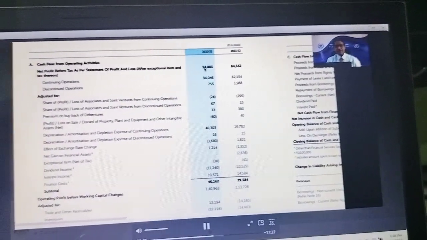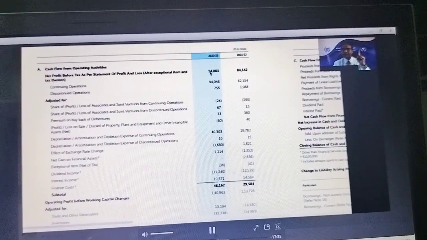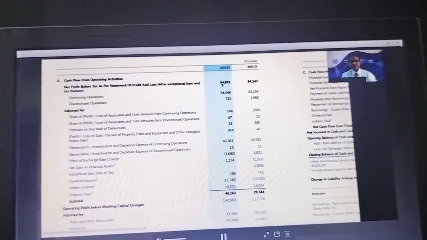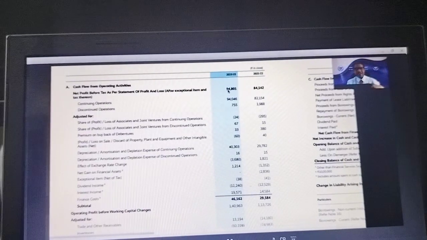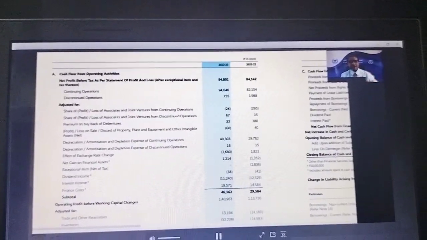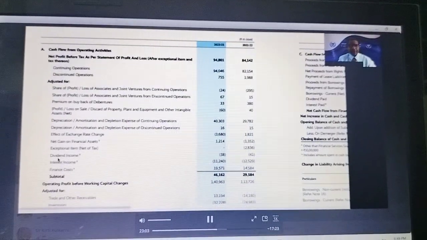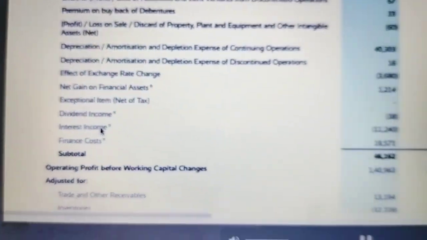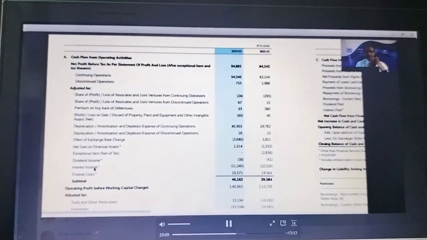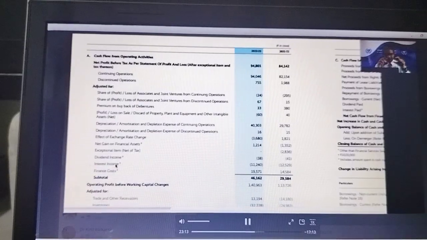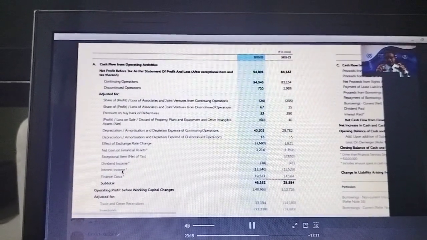If you see this number, it will be reflected on the profit and loss statement, as profit before tax. But thereafter there are some adjustments in which depreciation is added, and dividend is added. Here you will also find dividend income and interest income, but these are related to operations. Dividend and interest income are seen in all these places, but the purpose is different.